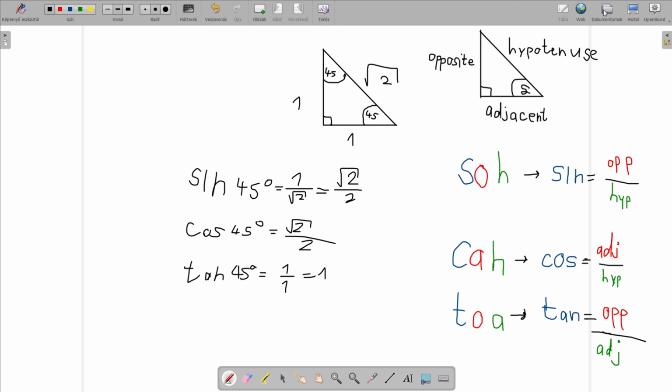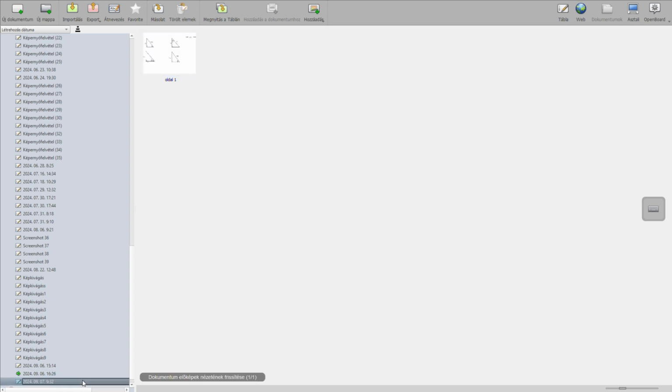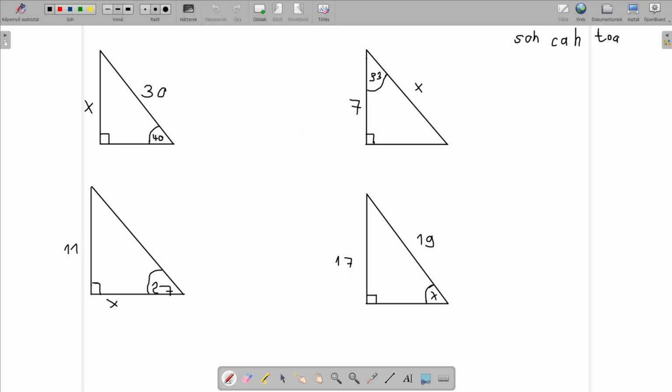So yeah, we should memorize SOHCAHTOA, but otherwise this is everything that we need to know. Now let's take a look at some problems related to these triangles.